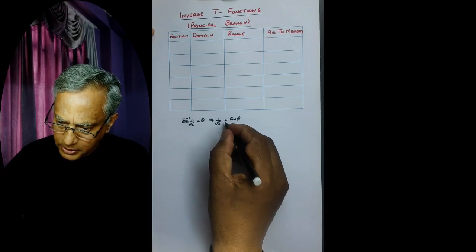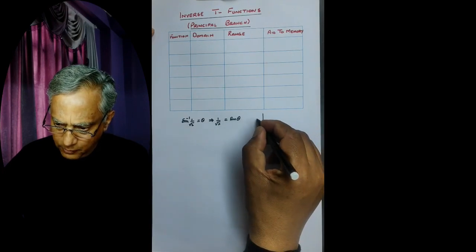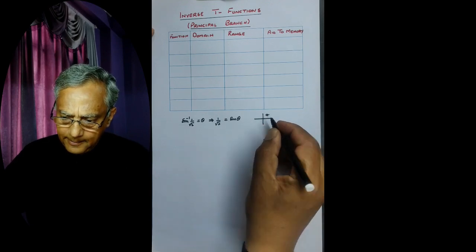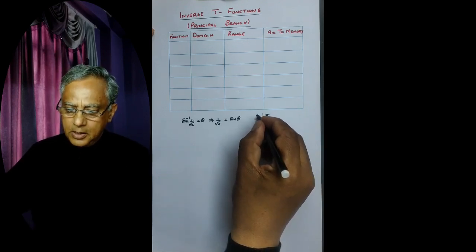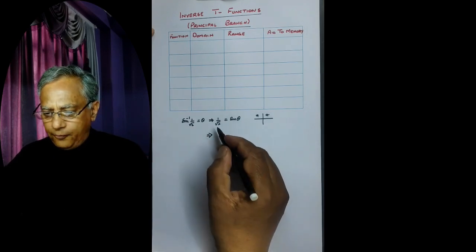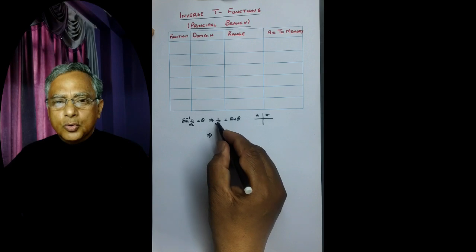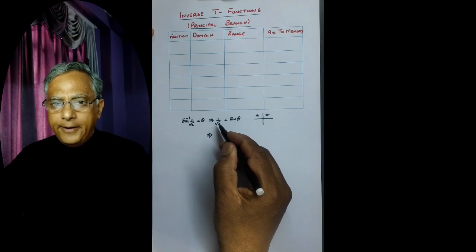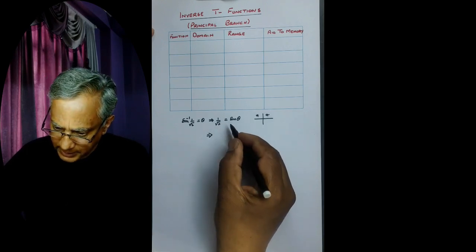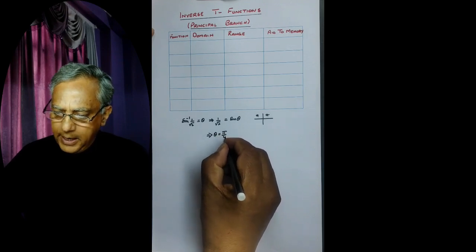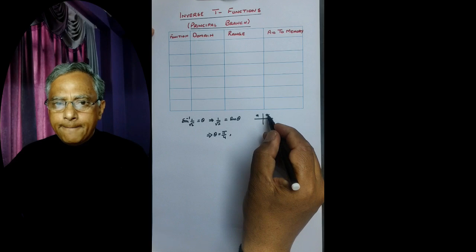Now sine theta is positive. So sine theta is positive in which quadrant? Sine theta is positive in this quadrant and this quadrant. So the value of sine theta is 1 by root 2. The value of sine is 1 by root 2 at theta equal to pi by 4, at 45 degrees. So theta will be equal to pi by 4 if we take the value in this quadrant.